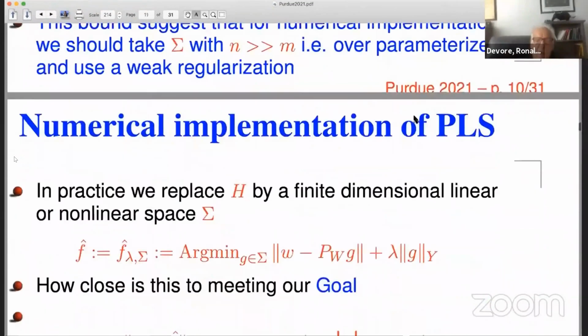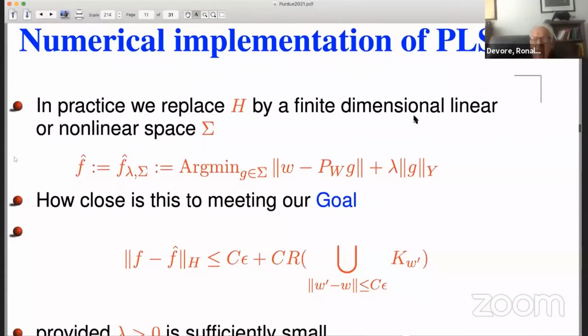Okay, now let's talk about actual numerical algorithms. That was a pseudo numerical algorithm because I had to search over all of H, which we can't do. So what we do in reality is we replace H by a linear or nonlinear space sigma, and we solve the corresponding problem, not where we minimize over all of H, but over sigma. Now, of course, we're going to incur some error. The bigger we can take sigma, the finer the space sigma is, the better we're going to do.